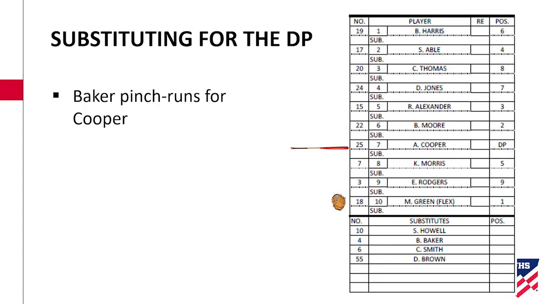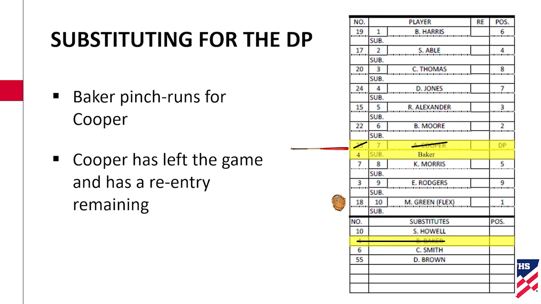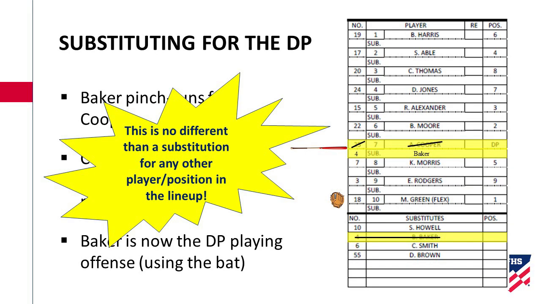So, talking about a substitute, we're going to have Baker run for Cooper. Again, this is a straight sub, so this is pretty easy. Just like any other substitute in the game, Baker now becomes the new DP, no big deal. We are also showing them in this presentation one way to do lineup management. So we're hitting 2 birds with 1 stone, if you will. It does show them a way to record it.